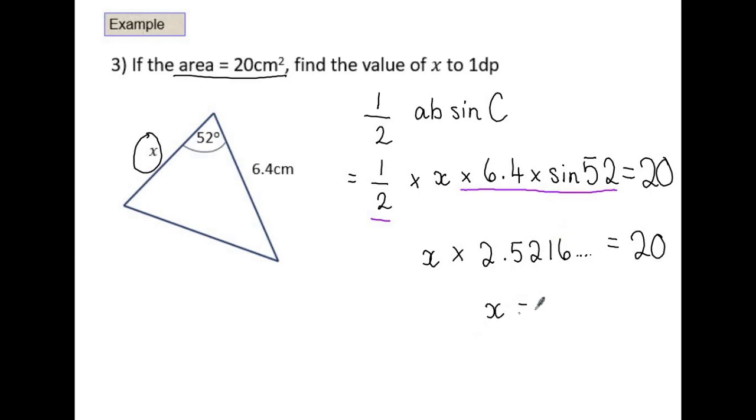So x equals 20 divided by 2.52, etc. Remember, your calculator will remember the last answer that you've put in. So to make it easy for yourself, just type in 20 divided by ans, and it should give you the value of 7.9313, etc. The question asks for to 1 decimal place, so it's going to be 7.9. Remember your units, it is just a length this time because we were given our area, so centimetres on the end.